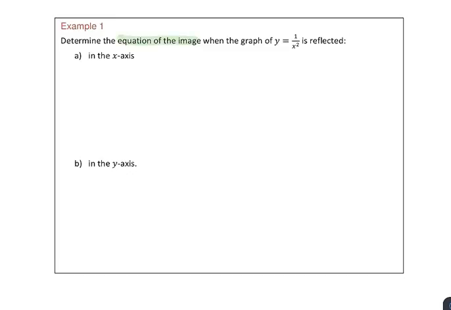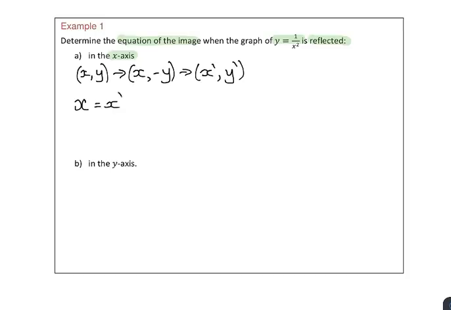Good. Alright, example 1. Determine the image when the graph of y equals 1 on x squared is reflected in both the x-axis and the y-axis. In the first case, when we're looking at the x-axis, that means that our coordinate point x, y, our y value is what gets negatived. So the y goes to negative y, and this is our new x and our new y. Creating our equations, we have x equals x new and y equals negative y new.